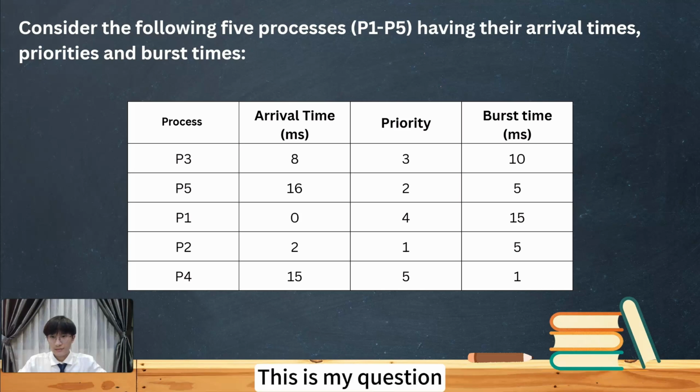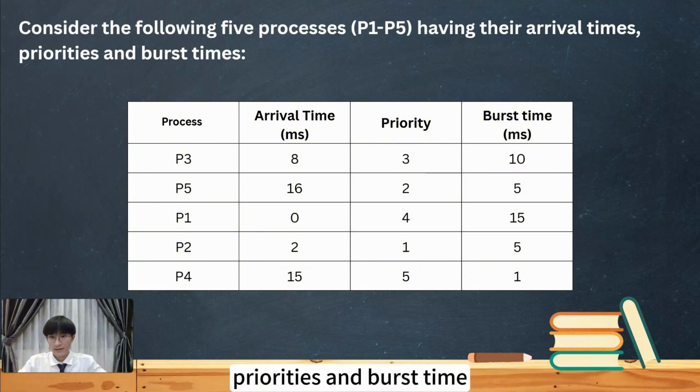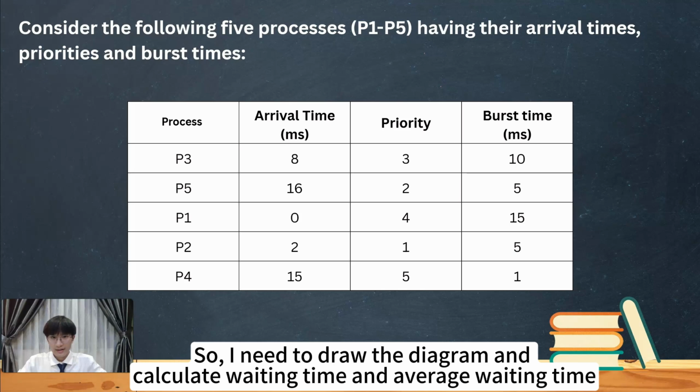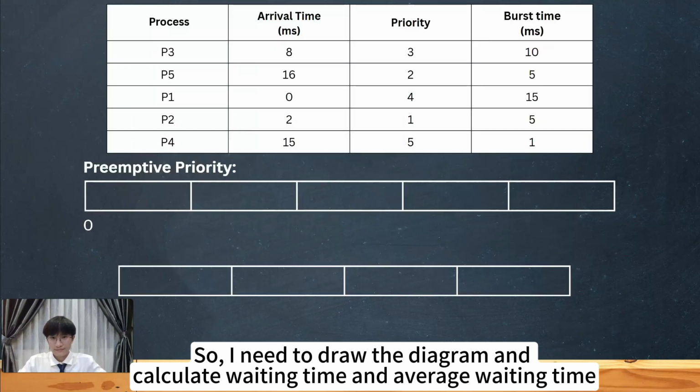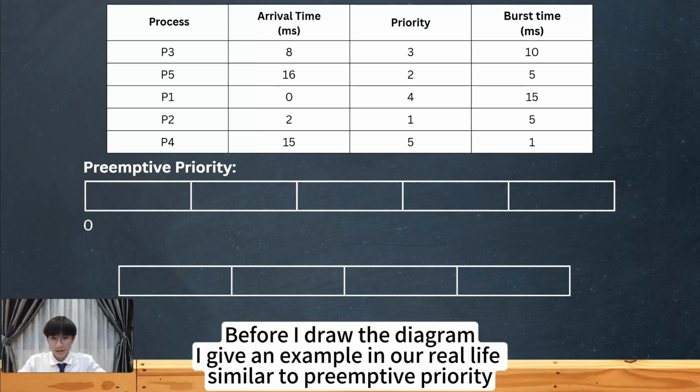This is my question. Consider the following 5 processes having their arrival times, priorities, and burst times. I need to draw the diagram and calculate the waiting time and average waiting time. My topic is preemptive priority.